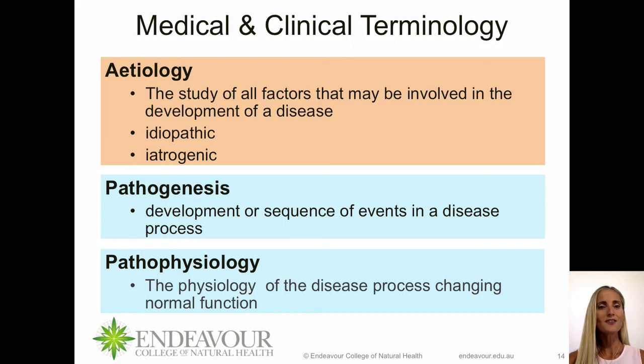Whereas with pathophysiology, we're looking at detailed physiological steps in between each of those stages of the pathogenesis. So how does that high blood glucose cause insulin resistance? How is the disease process changing the normal function of the body?